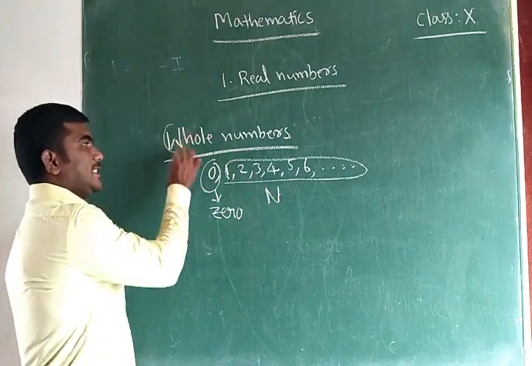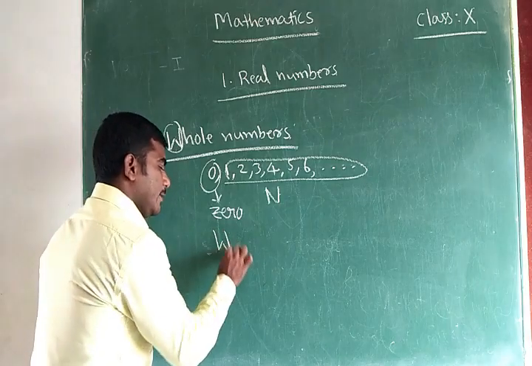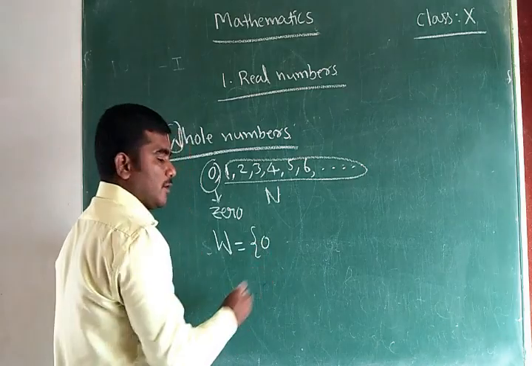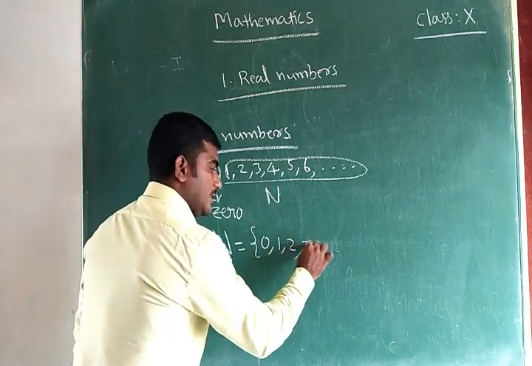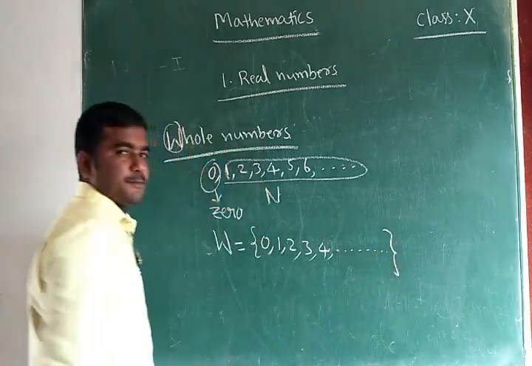So whole numbers, the first letter is what? W. So whole numbers are denoted by W. W is equal to what? 0, 1, 2, 3, 4, 5, 6 and so on.